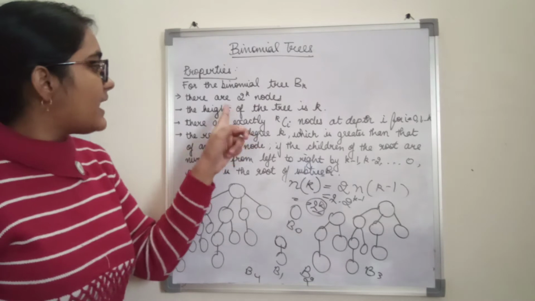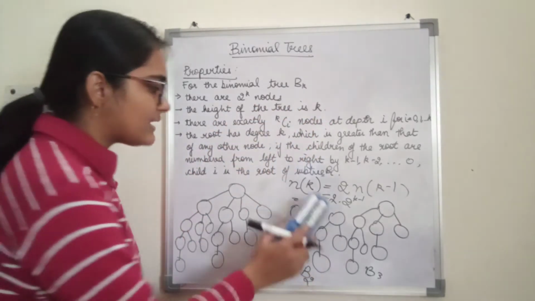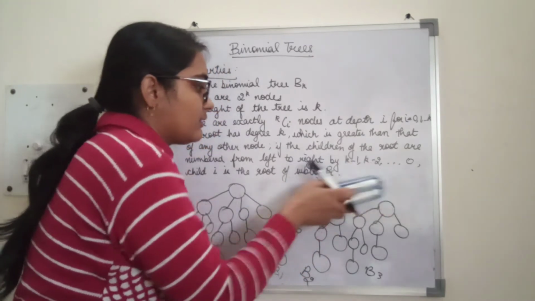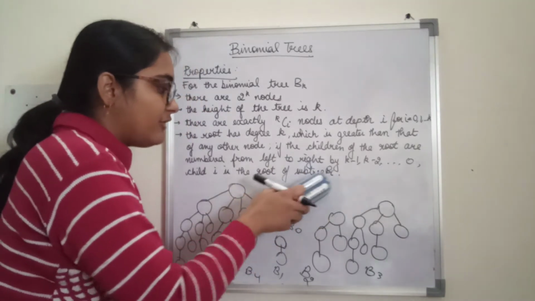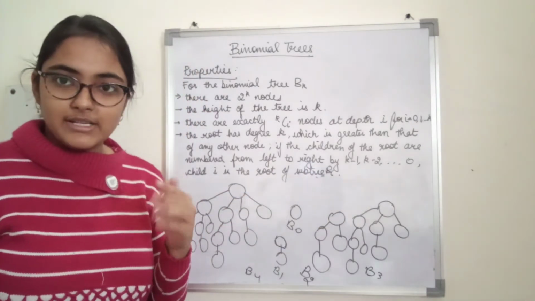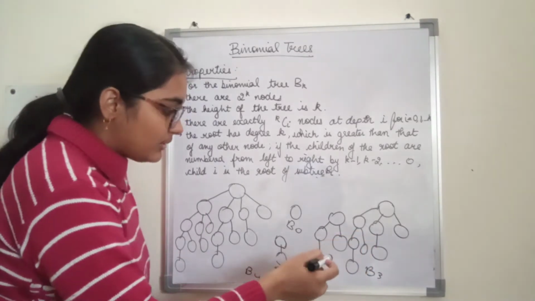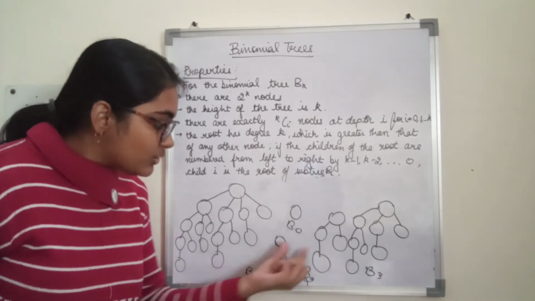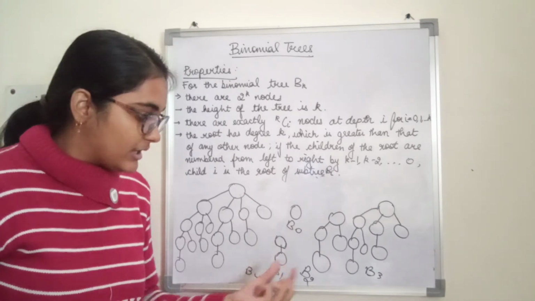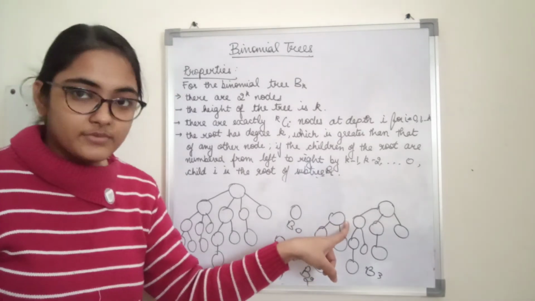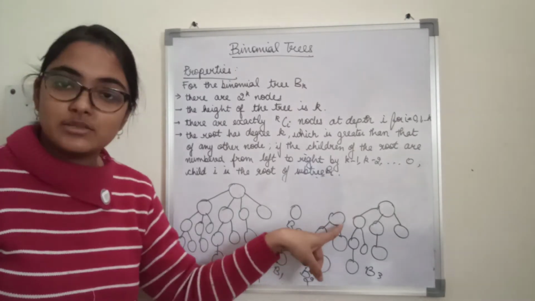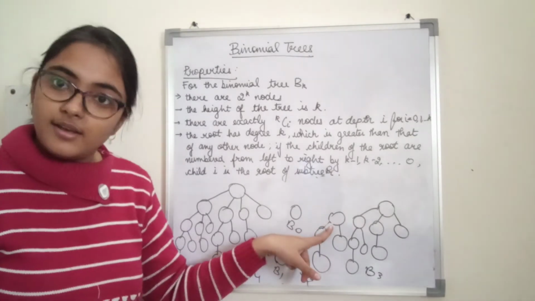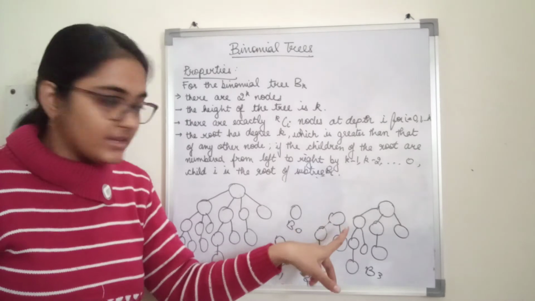The second property says that the height of the tree is k. How is that possible? So what can be the height of Bk? The height of Bk will be equal to the maximum height in Bk minus 1 plus 1. Why? Because we are combining two trees, let us say we are combining two B1. Whatever is the maximum height in B1, we are just adding one more height to it, because we are also including a root in it.